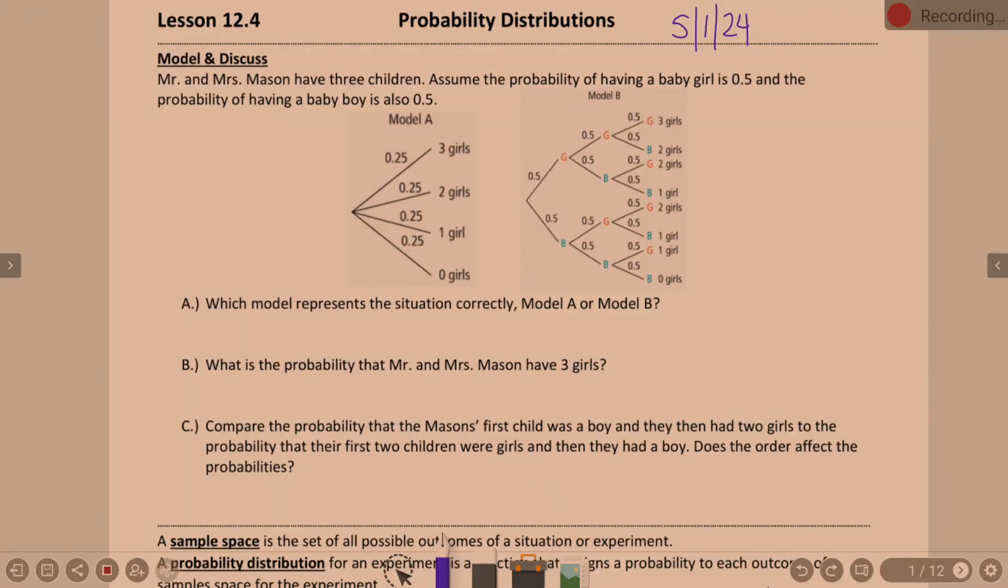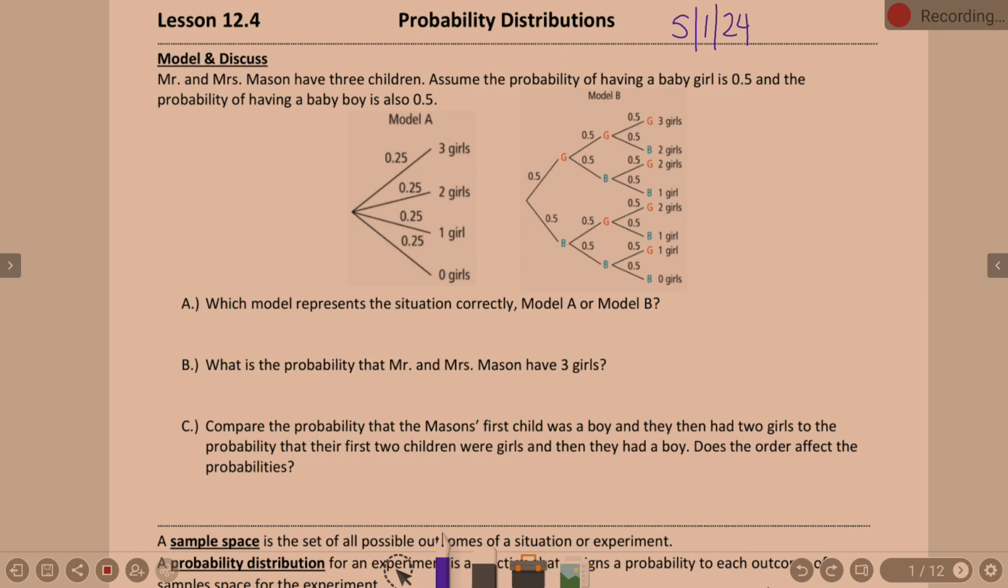Lesson 12.4. We're still talking about probability, folks. That is the name of the game this whole chapter, so that probability is not going away. Probability distribution. We're going to look at how probability is split up in a setting. So let's look at this model real quick to get us thinking about it.